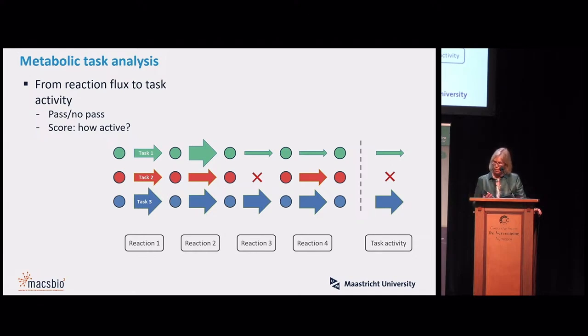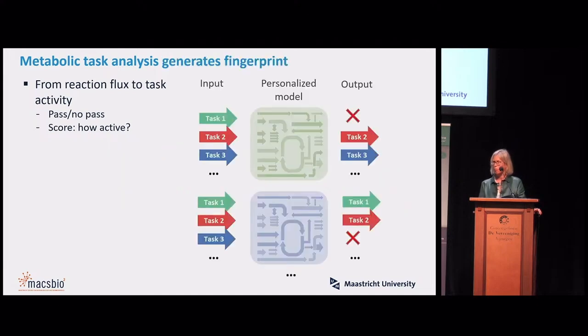And then for each task, each individual gets a score, and with these scores, we can basically do whatever we want, right? So you basically get, for each individual in a cohort, for example, a score that is based on the flux through the network for all these different tasks.